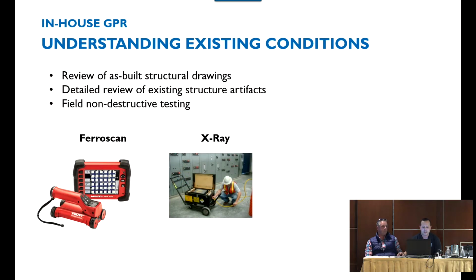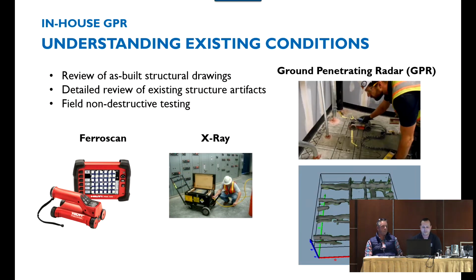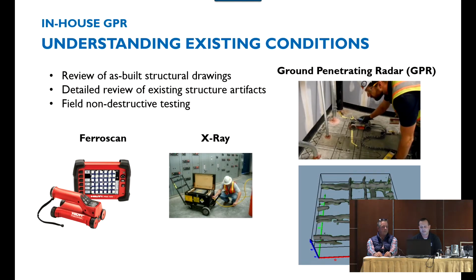There are a few different pieces of technology out there that you can use these days. You can look at as-built drawings. Everybody still does that, which is fine. You can review the existing structures and figure out field non-destructive testing. There's ferroscanners, there's x-rays, pros and cons. Some are definitely better than others, with different requirements. The one we're going to talk about today is actually the ground penetrating radar, which is the one on the far right.